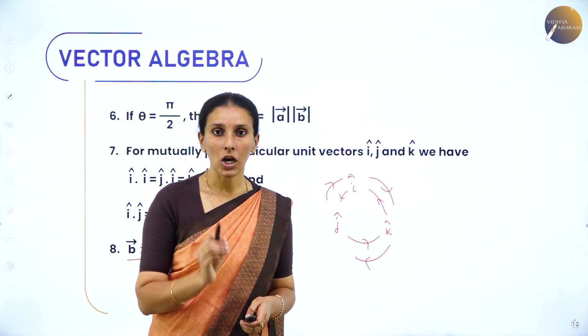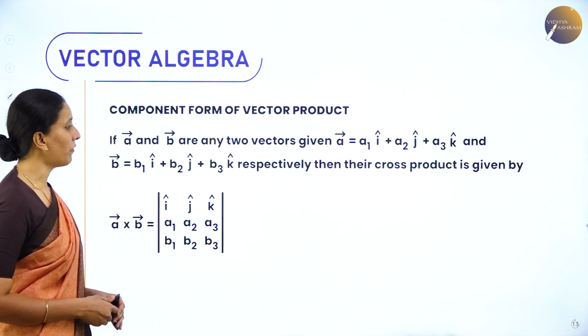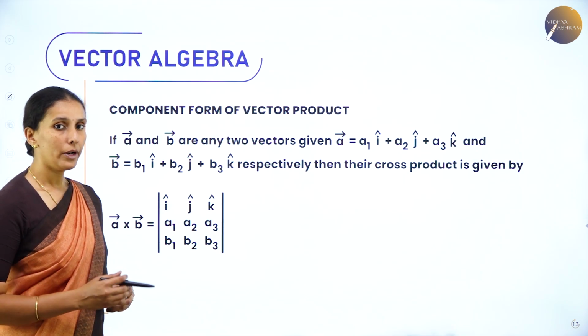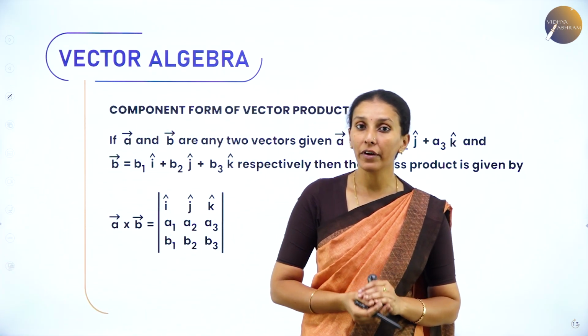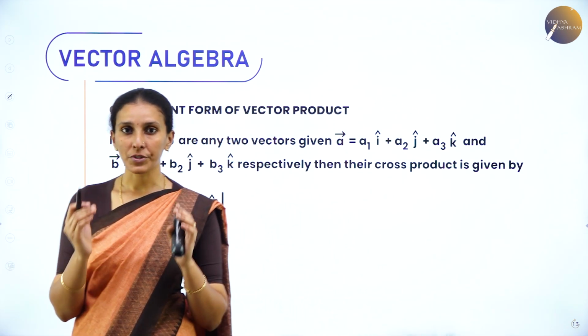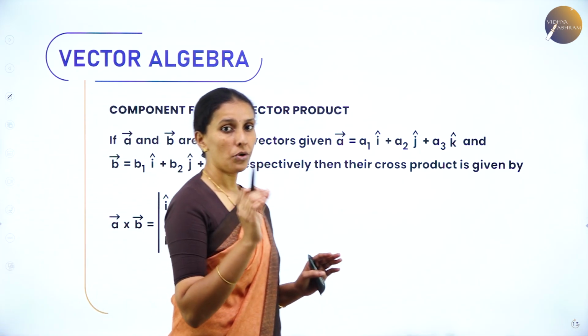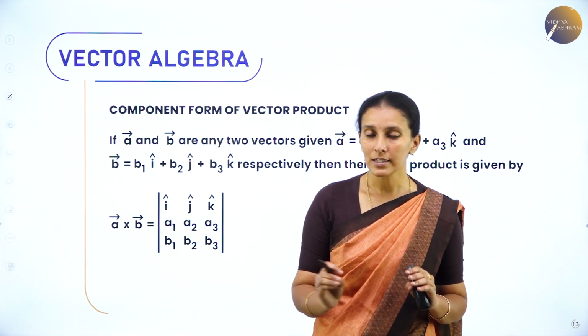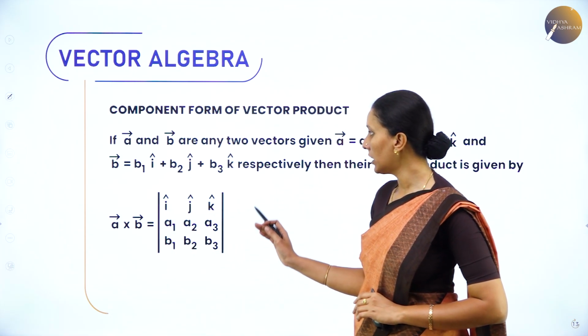That means the cross product is not commutative. Now let us study the component form of a vector product. The component form of a vector product is always indicated in the form of a determinant. So learning the determinant value of a square matrix has one of its applications in vectors also. So any two vectors in terms of cross product can be represented in the form of a determinant.